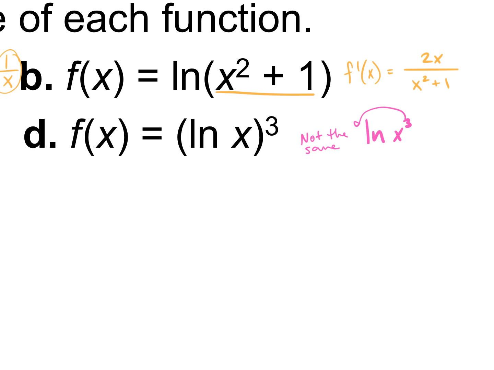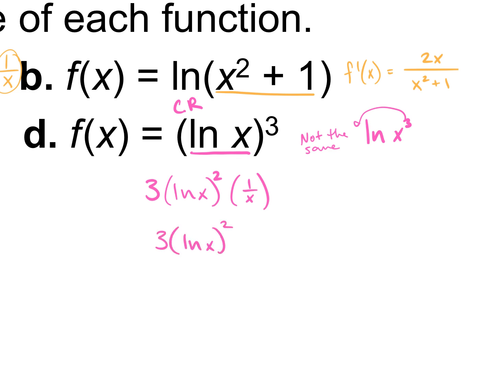So here we want to use our chain rule. We're going to take the derivative of the outside, so move the 3 to the front, times the ln of x to the second power, times the derivative of the inside. What's the derivative of ln of x? 1 over x. So we have 3 times the ln of x squared over x. This would be our derivative.